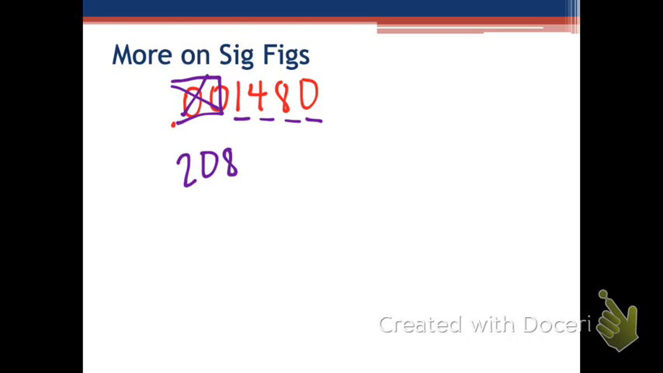How many Sig Figs? 3. Right? This is not ambiguous. Some people get confused and think all whole numbers are ambiguous. Not the case. This has 1, 2, 3 Sig Figs. Right? This 0 is between digits. It's just part of the number. Okay?